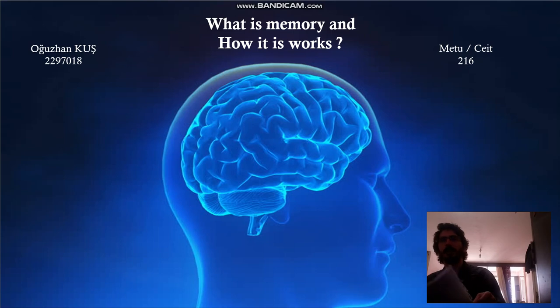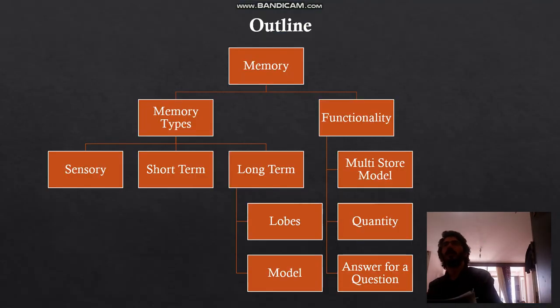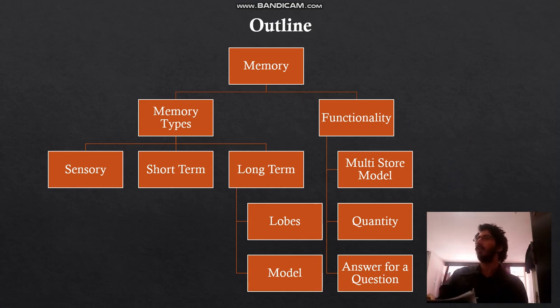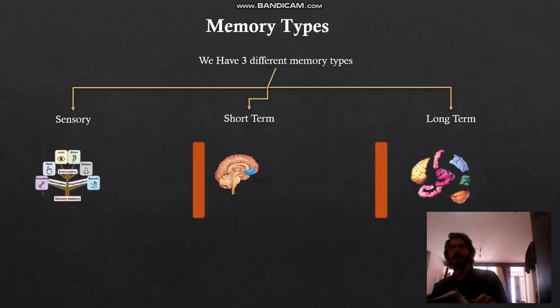My presentation topic is what is memory and how it works. This is my outline. First, I will start with memory types, then continue with their functionality and how information is forgotten during memory progress. Now let's start with our first topic, memory steps.